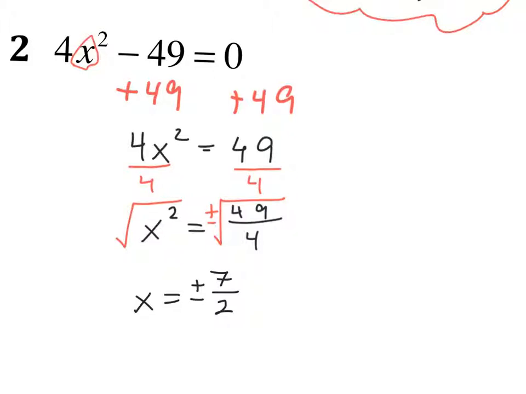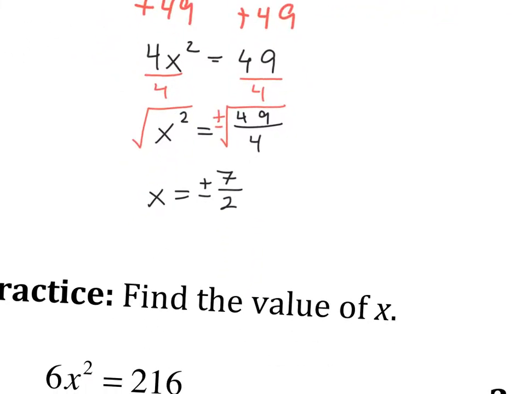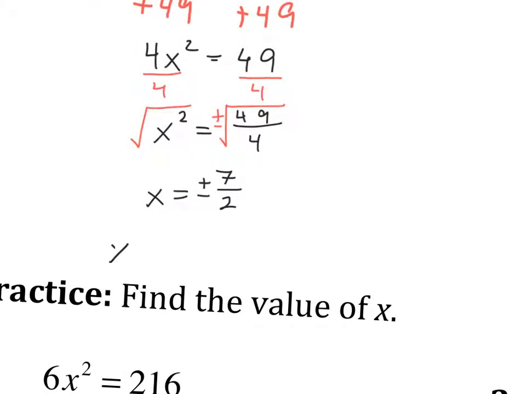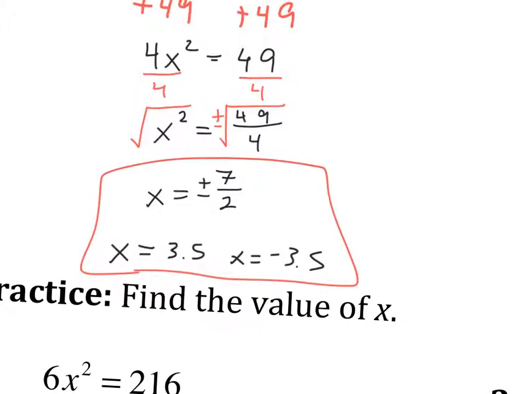So here is one way to write the answer: plus or minus 7/2. Another way to write the answer, if you prefer to write it as a decimal, is 3.5 and negative 3.5. Again, I don't care which way you write it. What you're going to find is if it's a word problem, you end up with something like this: 3.5 seconds. If it's a regular old math problem, most of the time it's left in fraction form.